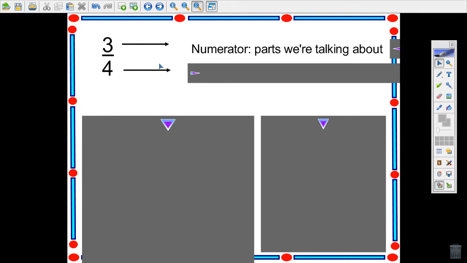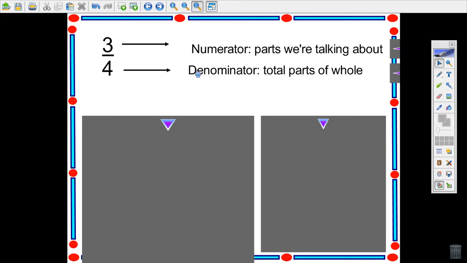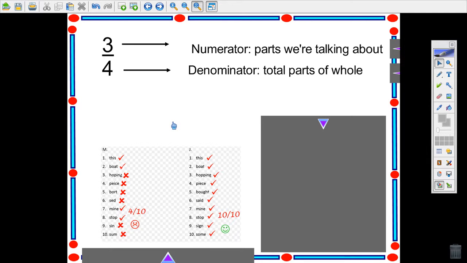The numerator is the parts we care about. And now, what is this one again? This one is the denominator. Think denominator down, numerator north. And the denominator is your total parts of your whole. When we're talking about numerators and denominators, you see them all the time.